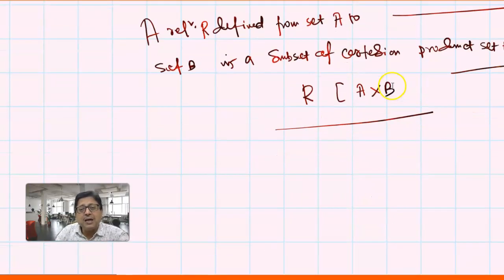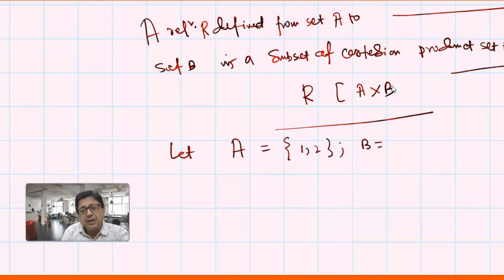Now let us start with the simplest example here. Let A equal to {1, 2} and B equal to {2, 3, 4}.